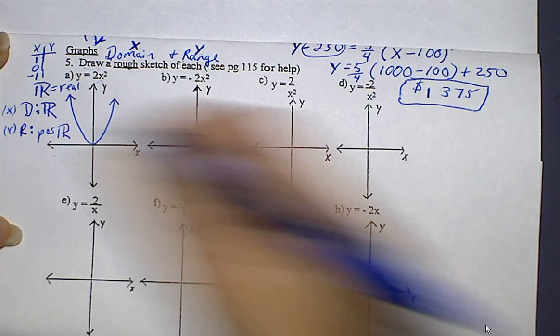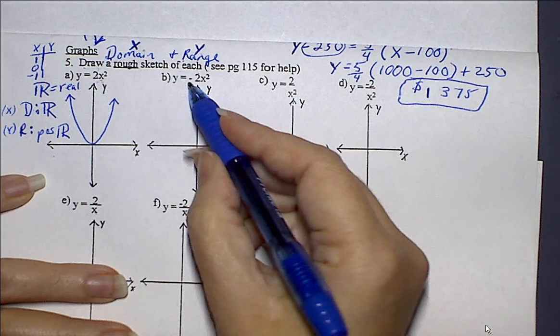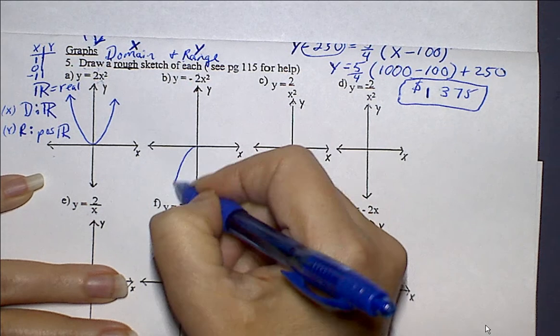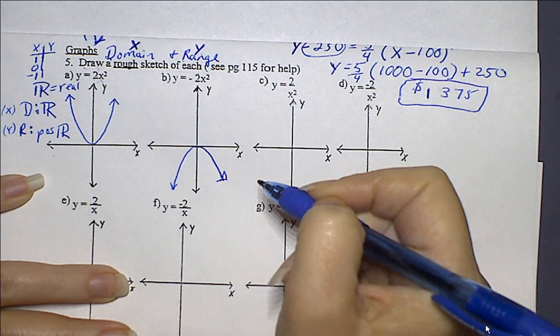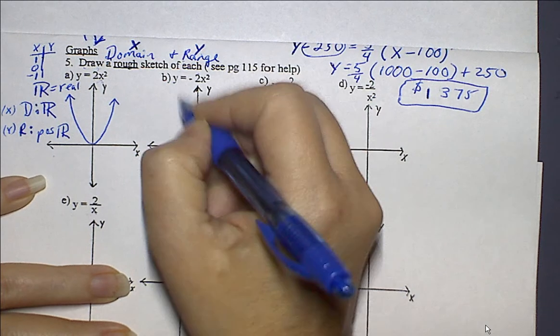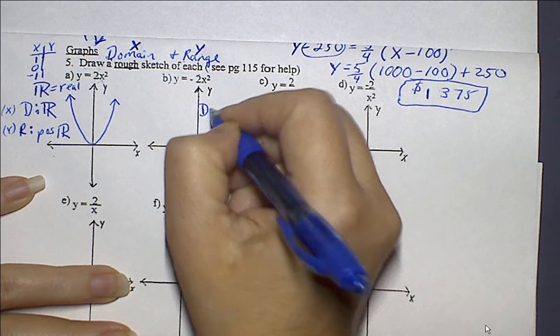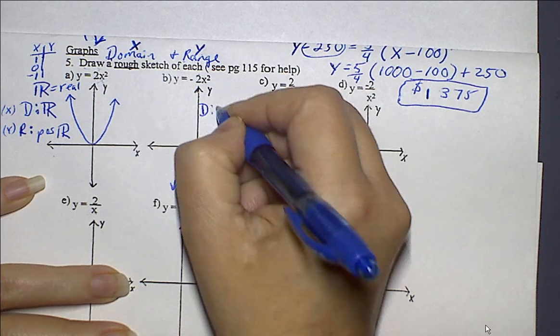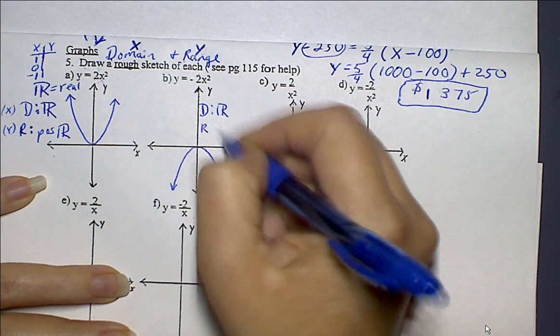Alright. So if you have a -2, what does that do to the graph? That means it opens down. So on this graph, your domain, your x value, still could be all real numbers, and your range is negative real.